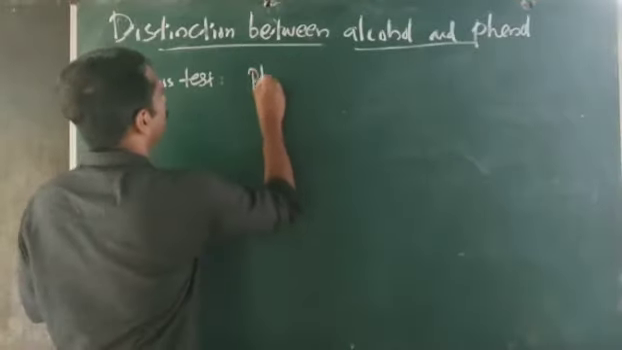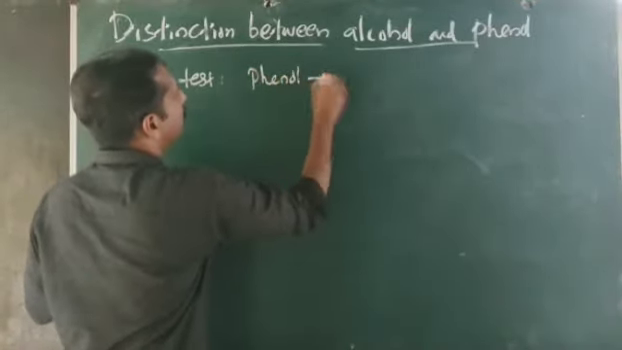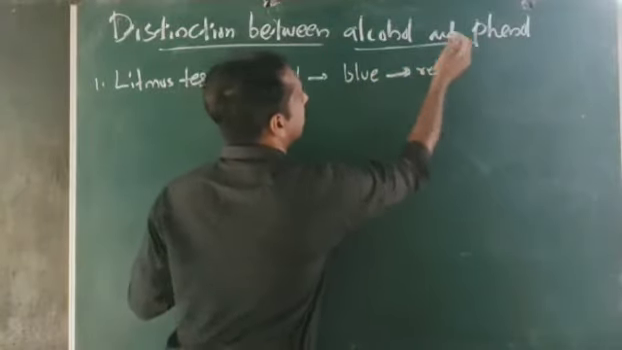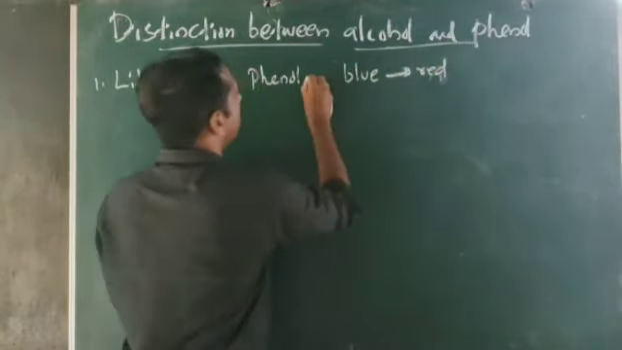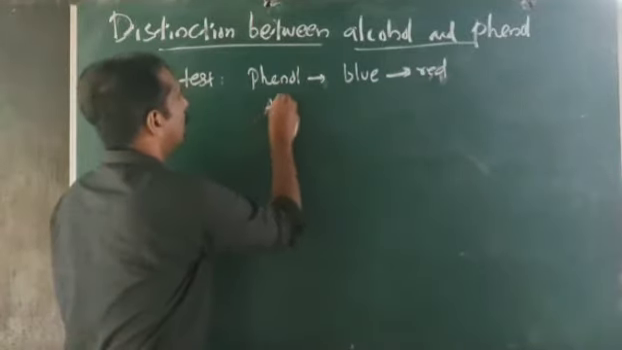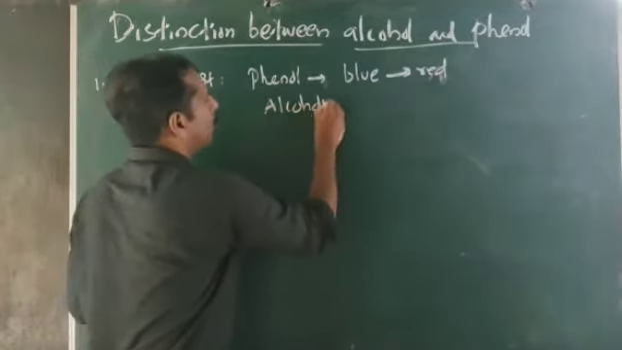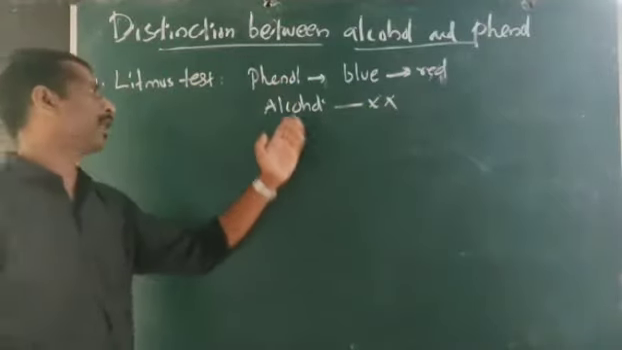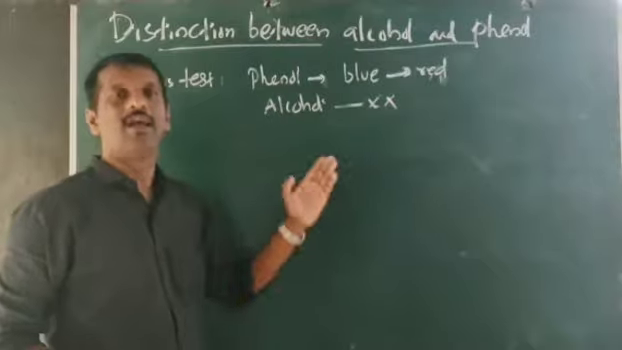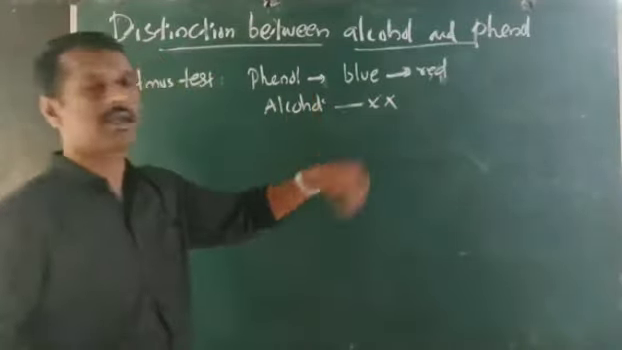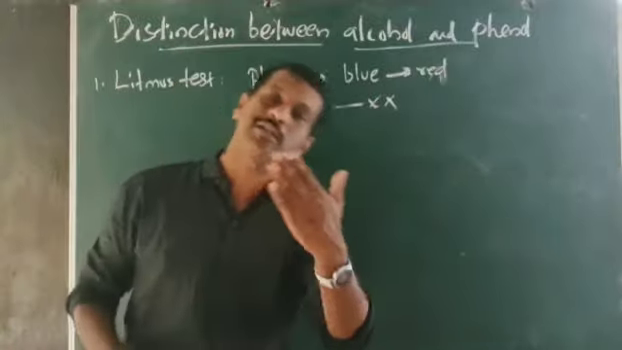So what will phenol do? Phenol will change blue litmus to red, but alcohols cannot. That means phenol is more acidic than alcohol. That's the reason when you dip a blue litmus paper in phenol, it can change to red, but alcohols cannot.